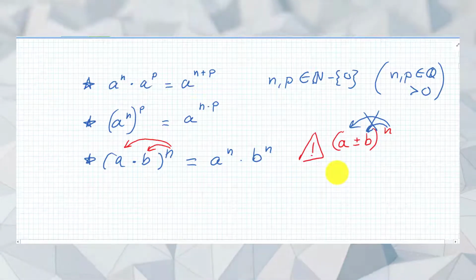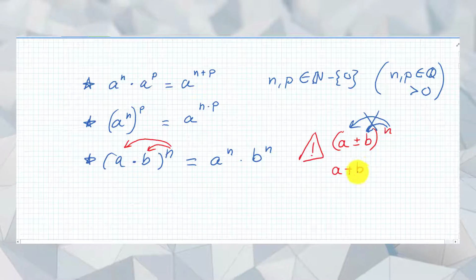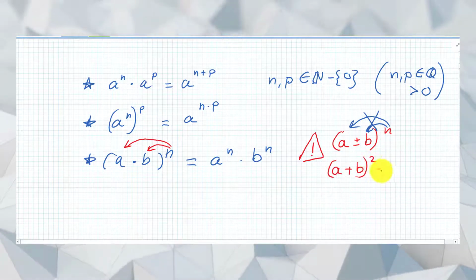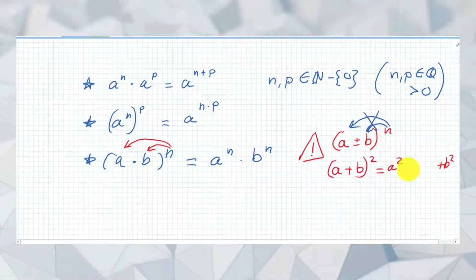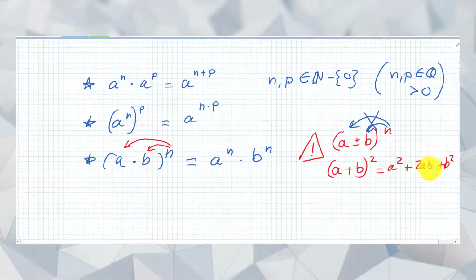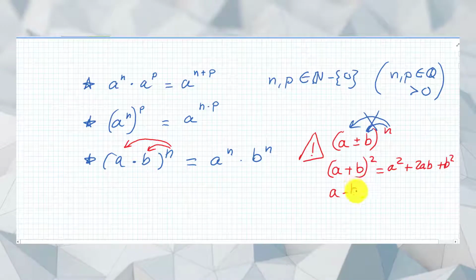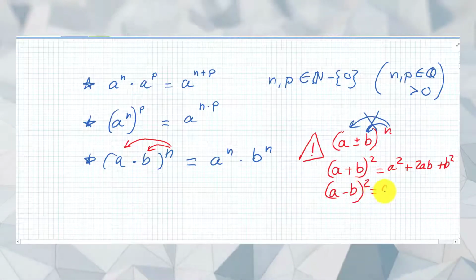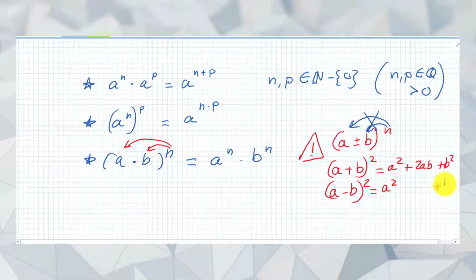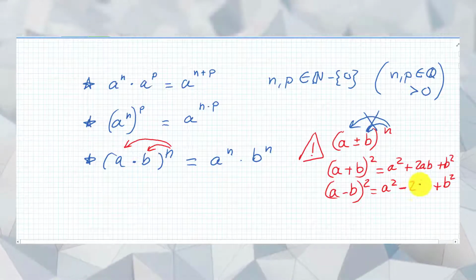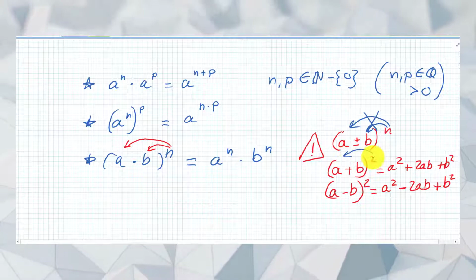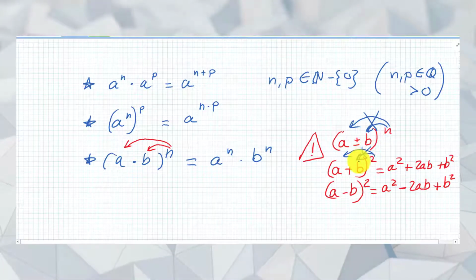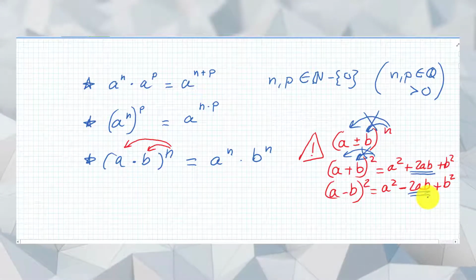For example, when we had a plus b, squared, we saw it recently. This is a squared, there is a b squared, but there is also a double product. Same with a minus b, squared. There is an a squared, and there's also a plus b squared, but in the middle, we have a double product. So you see, you just don't distribute the power over the sum. That is not true. There is a double product in the middle.